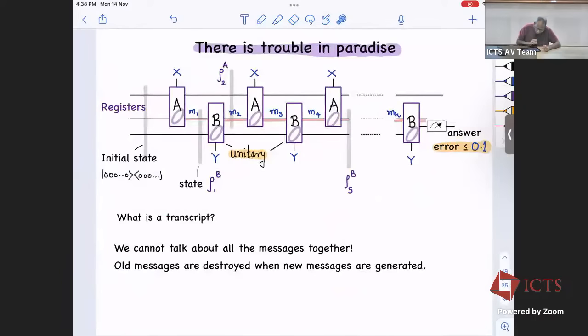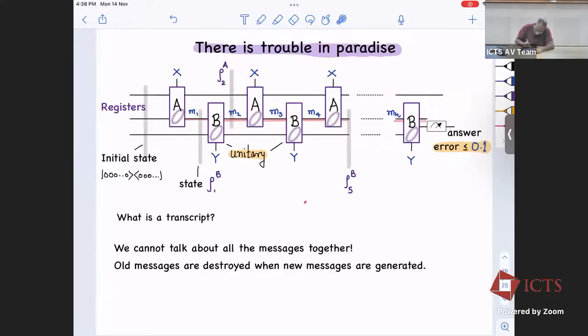There is trouble. The trouble is, in the classical case, I could have defined something called a transcript. But quantum operations destroy that. Bob took a message, applied a unitary, and produced a message. It is not possible for me to talk about the state, because they are at different times. So this is the time axis. I cannot write something like the state of M1, M2.